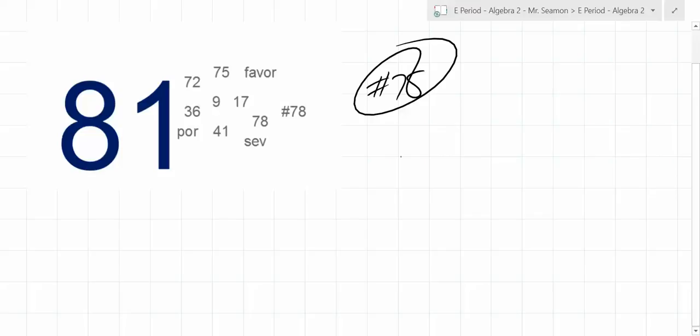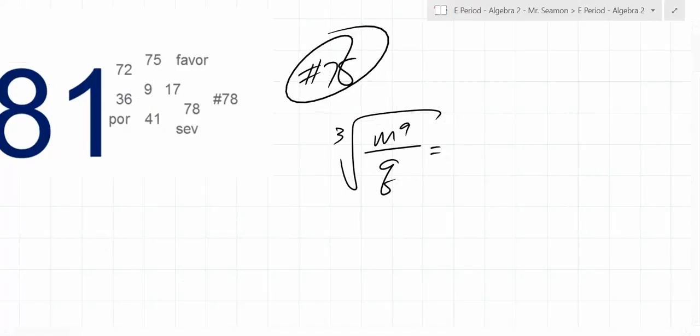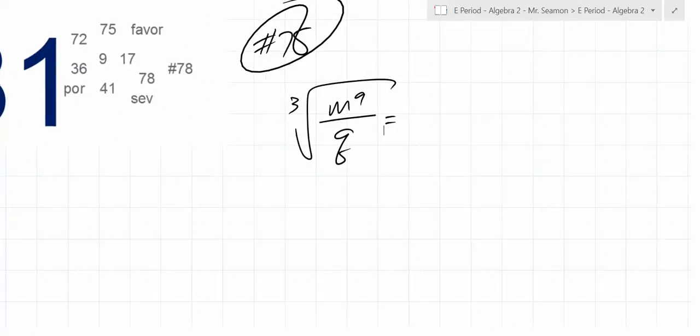Oh, cube root of what? We have cube root of m to the 9th over what? Q. So if you're trying to what? Rationalize the denominator, right? No, it just says simplify. So rationalize the denominator. This one's a little bit trickier.